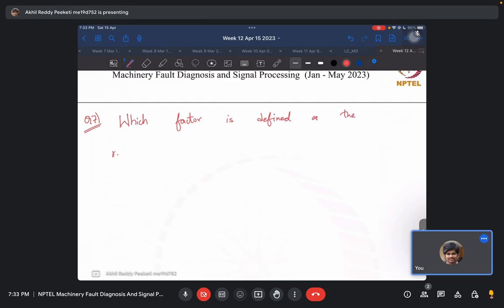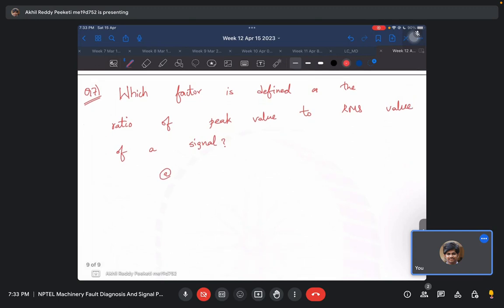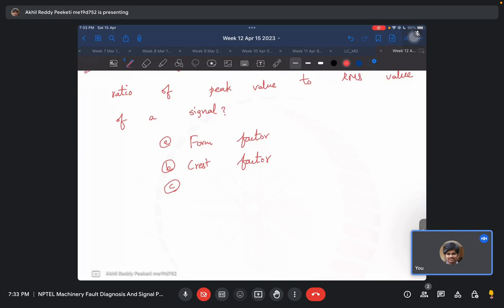Which factor is defined as the ratio of peak value to RMS value of a signal? A, form factor; B, crest factor; C, skewness; D, kurtosis.